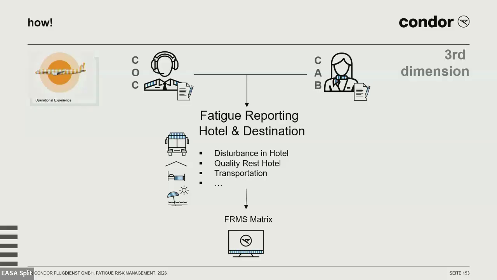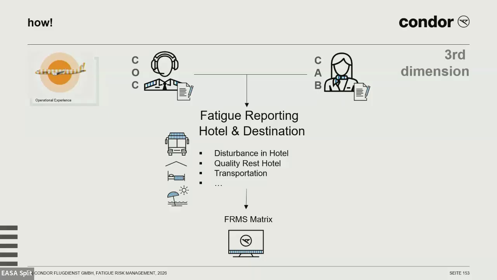And they are asked, and they do so, to report in the third dimension everything that deals with the destination. For example, how are the hotels they have to stay in? How is the quality of rest in the hotels? Is it a wonderful hotel as we are staying in here, where there is no noise, you can relax perfectly, or are there some issues we should know about, from the Fatigue Safety Action Group, to deal with and to get rid of?